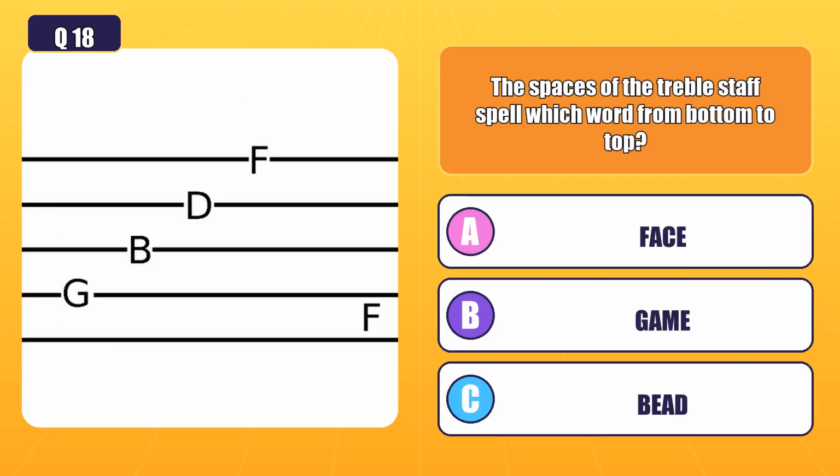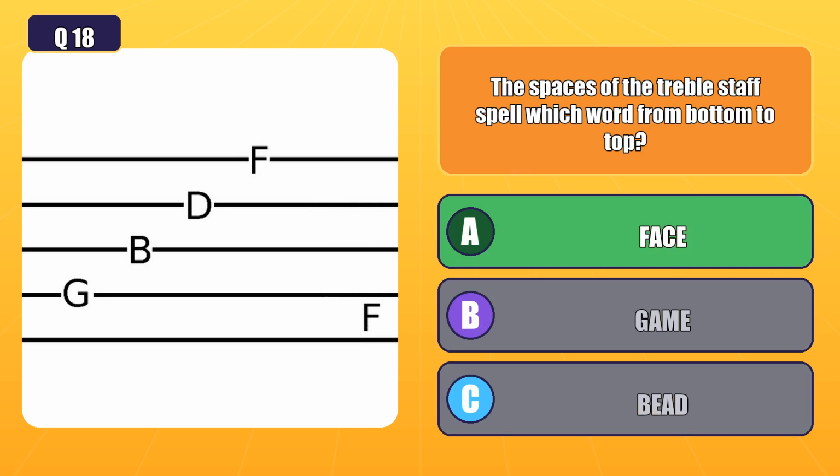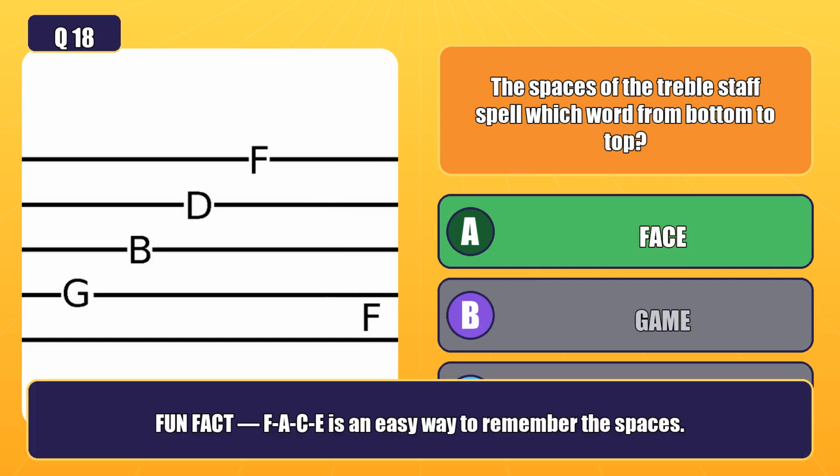Question number 18. The spaces of the treble staff spell which word from bottom to top? The answer is face. Fun fact, FACE is an easy way to remember the spaces.